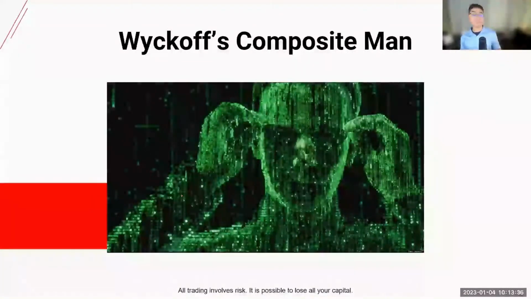But Wyckoff, he believes there's a composite man. The composite man is in the market who is controlling where price goes to. It either goes up or goes down. That's what he believes. So just imagine that there is someone controlling the market called the composite man.